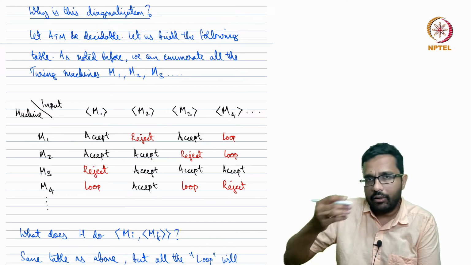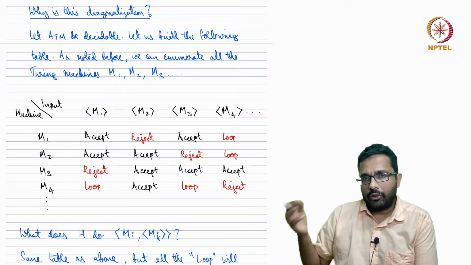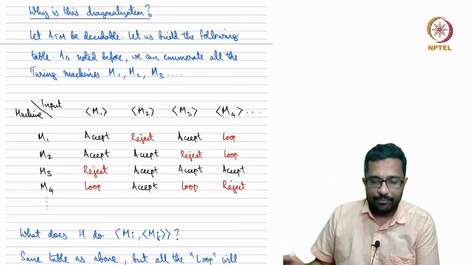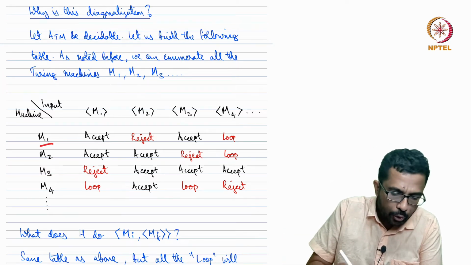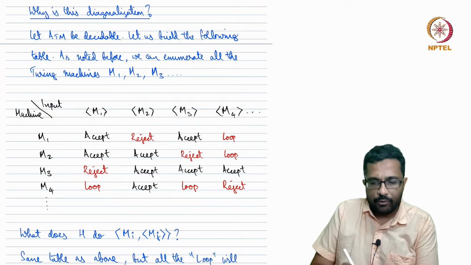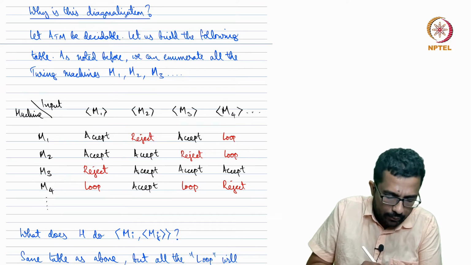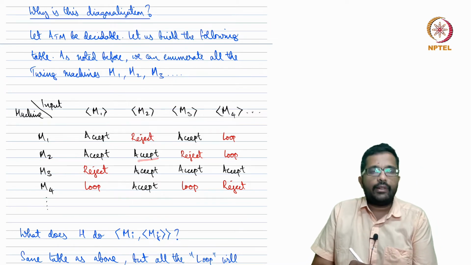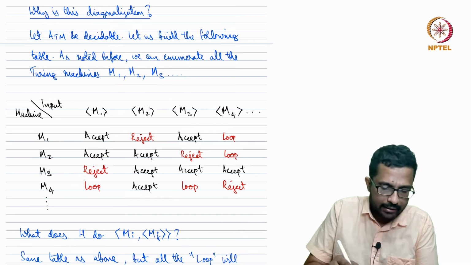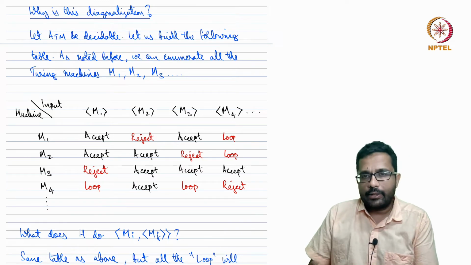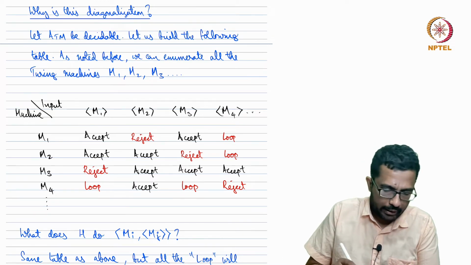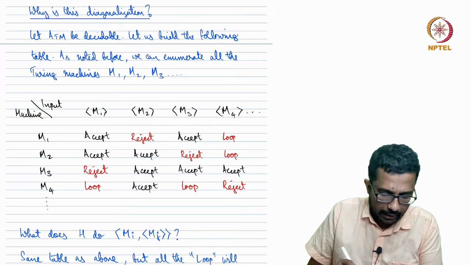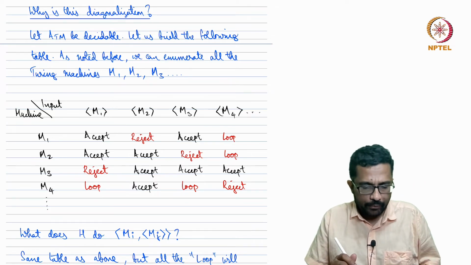M1, M2 are all the Turing machines. As I already said, the set of all Turing machines is countable, and we can list them. So perhaps M1 loops on the description of M4, so we say loop. Similarly, what does M2 do when it is fed M1, M2, and so on. So we can fill this table with accept, reject, loop, whatever. That's how we have filled it. Reject and loop I have written in red color, accept in black color.